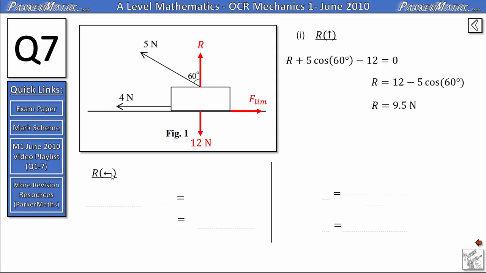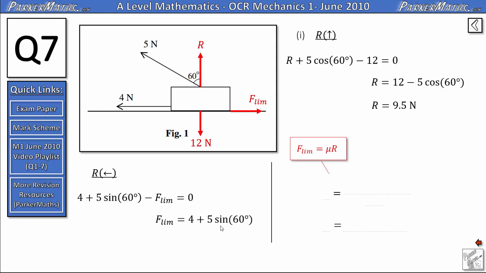Next we'll resolve horizontally. Taking to the left to be positive, we've got 4 plus a component of the 5 newton force. In the vertical direction it was 5 cos 60, so in the horizontal direction it will be 5 sin 60. We've also got limiting friction in the opposite direction, and as everything's in limiting equilibrium, the right hand side will be 0. Rearranging this, we get Flim equals 4 plus 5 sin 60.